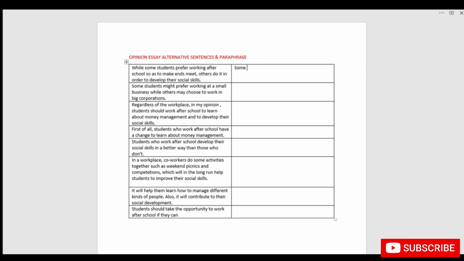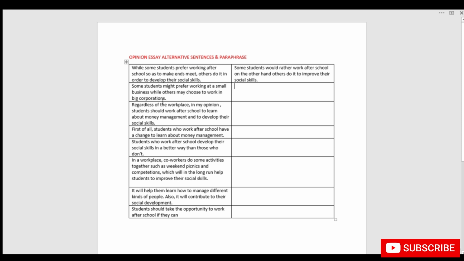So I say, some students would rather work after school. On the other hand, others do it to improve their social skills. Notice that I used "prefer" and "-ing" in here, and I changed it by using "would rather" and the bare form of the verb. And instead of saying "while," I say "on the other hand." And instead of saying "develop," I say "improve."